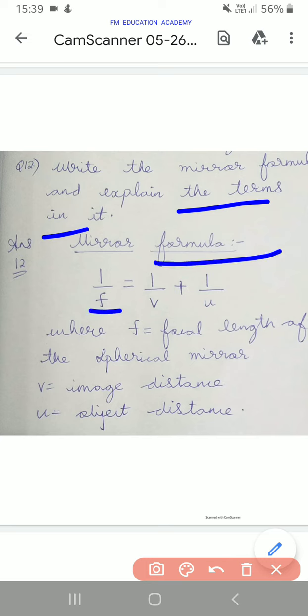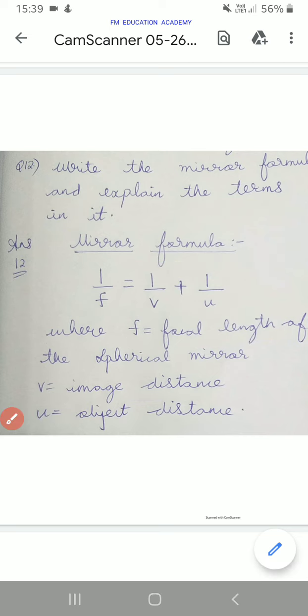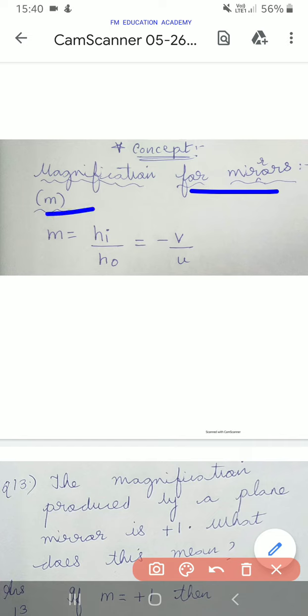Mirror formula. What is the mirror formula? 1 by f is equal to 1 by v plus 1 by u, where f is called the focal length of the spherical mirror, v is called the image distance of the spherical mirror, and u is called the object distance of the spherical mirror. Then the concept of magnification for a mirror, you should know.